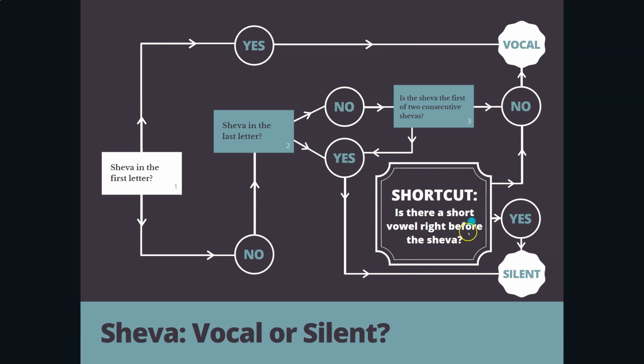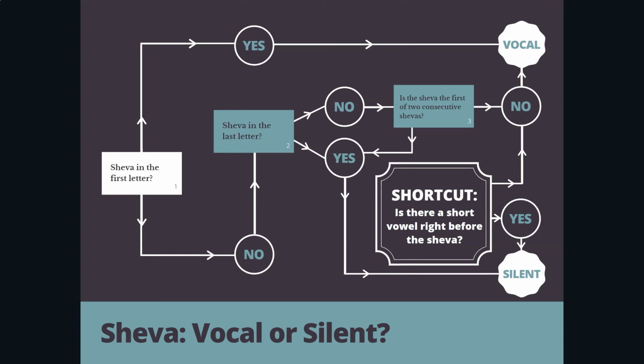This is going to cover about 95 to 98% of situations where you have to determine whether the Sheva is vocal or silent. If there's a short vowel right before the Sheva, it is silent. If there's not, it is vocal.